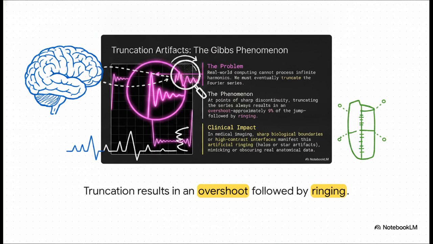Because we have to eventually truncate or chop off the Fourier series instead of calculating out to infinity, the math essentially freaks out right at the point of that sharp discontinuity. It inevitably creates an overshoot, specifically about a 9% overshoot, which is immediately followed by a rippling effect called ringing. You can see it wobbling right there in that peak. The wave physically wobbles just because we had to cut the math short.